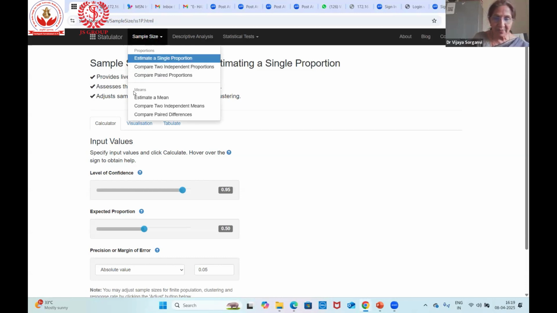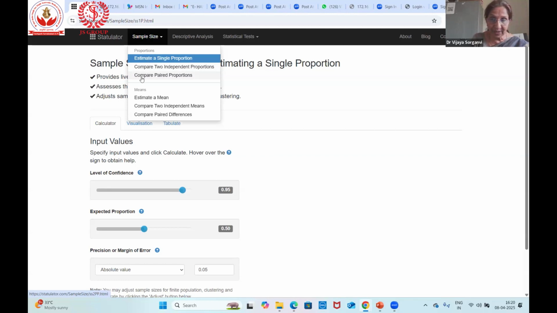Proportions and means, two options we use in the cross-sectional study. Again, in proportions and means, we have three options. First one is estimate a single proportion. Means our study is qualitative type, yes, no, present, absent, like that, prevalence incidence study. This is for one group. Then to compare two groups, we use compare two independent proportions. And the third option is compare paired proportions. A paired study means we take only one group, but our results are before and after.